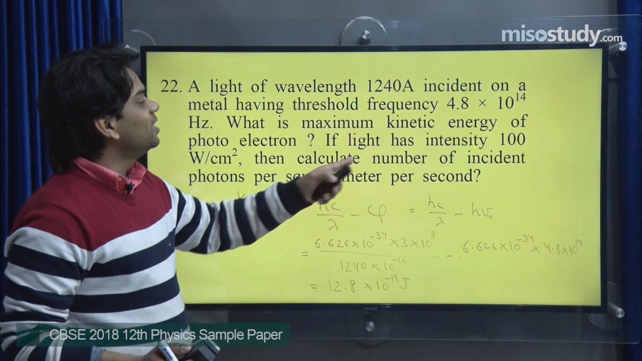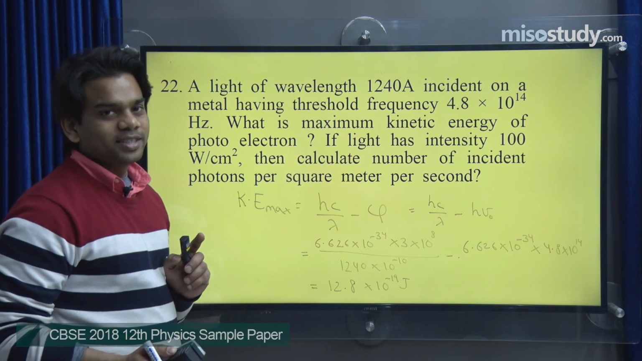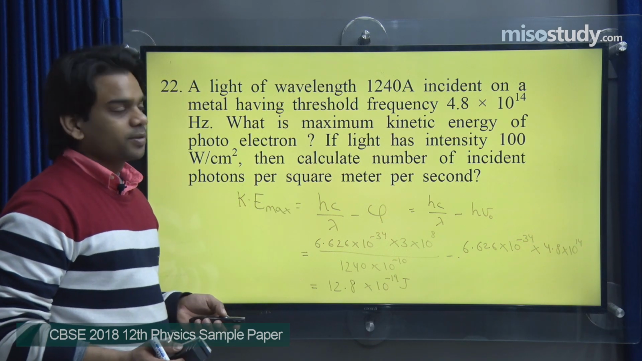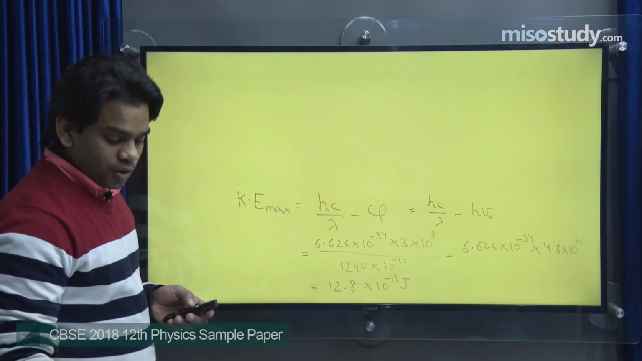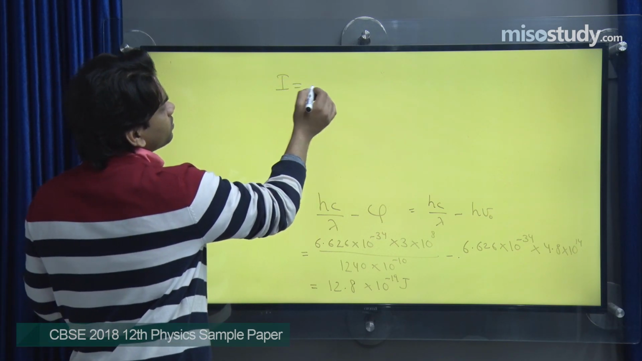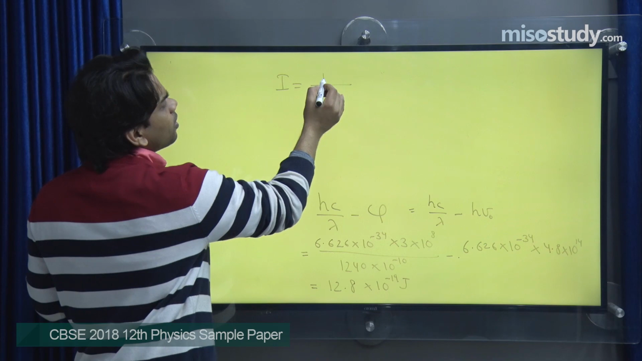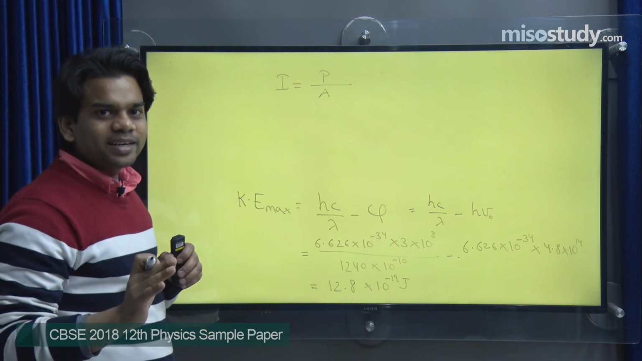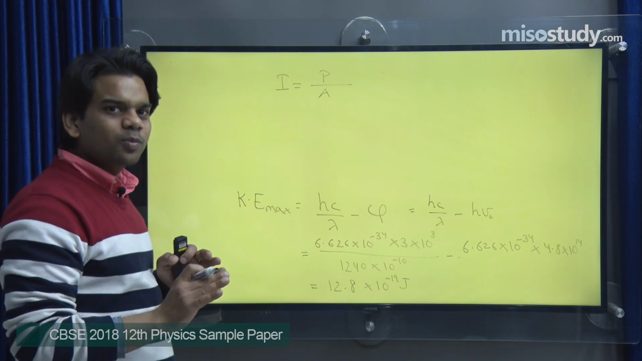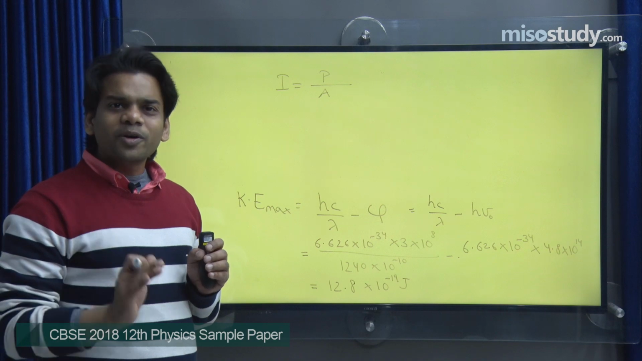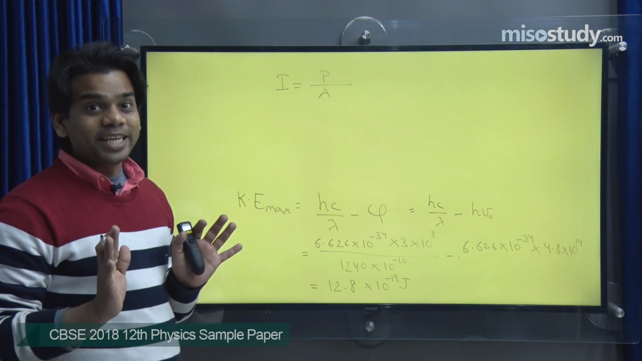Now if light has intensity 100 watt per square centimeter, then calculate the number of incident photons per square meter per second. Now it's given, we are given the intensity. Intensity is what? It is simply power per unit area, that is power of the light that is incident on a particular area. So power per unit area will give you the intensity. That is actually energy incident per unit area per unit time, that is actually intensity.